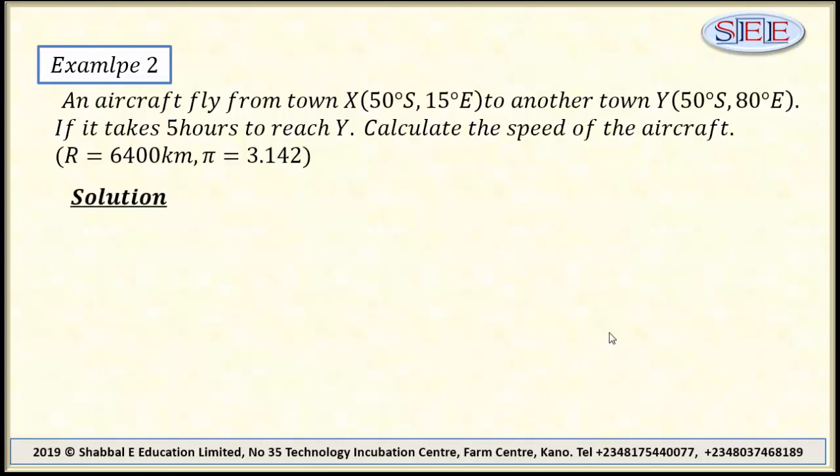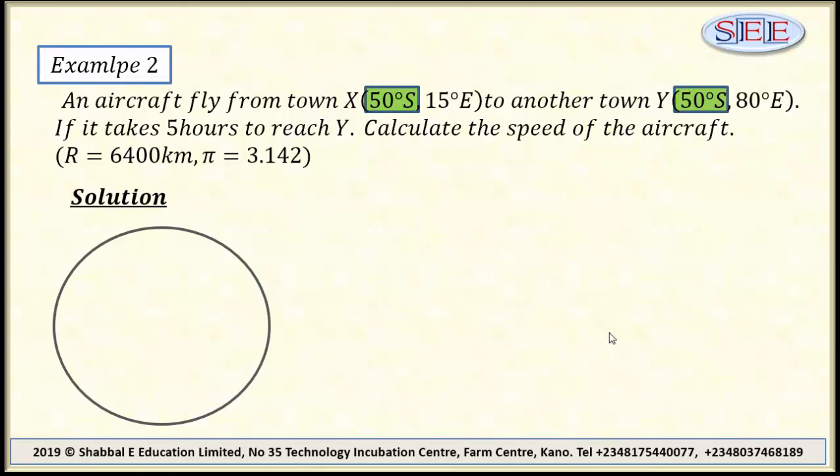Solution to this question: what we do first all the time is to sketch the 2 points on the Earth's surface. So what we do first is to draw a sketch of the Earth. This is the Earth. This circle represents our Earth. So look at the 2 points X and Y.